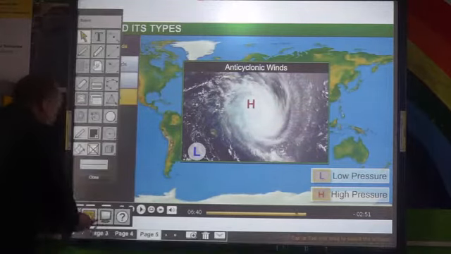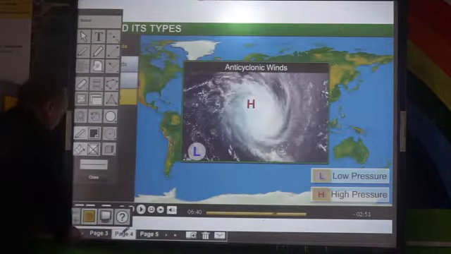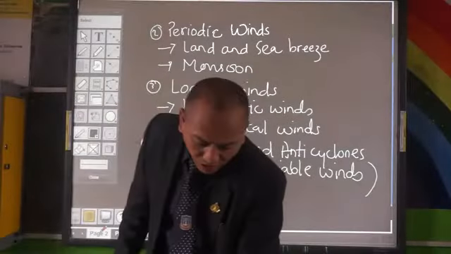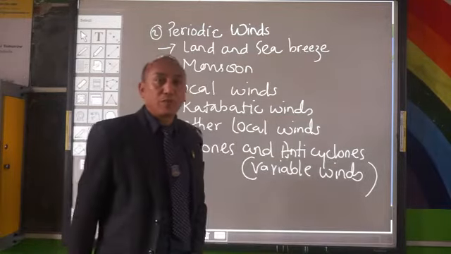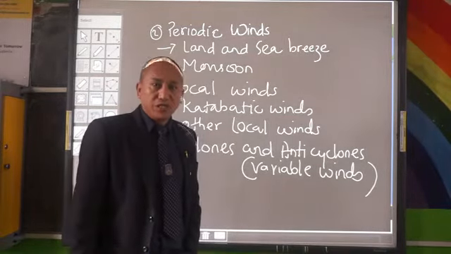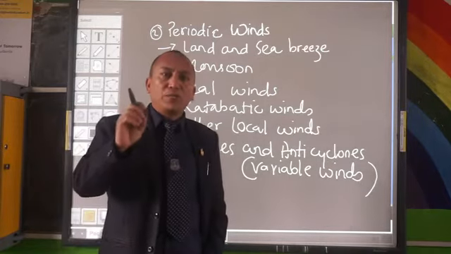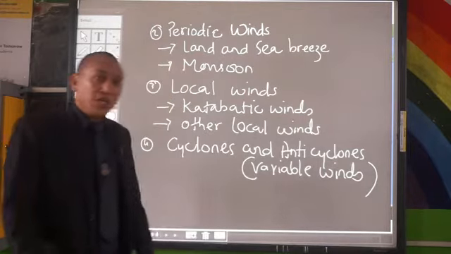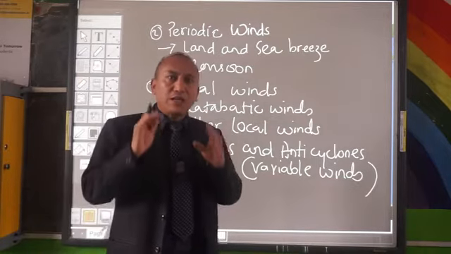Now let's go a little bit further and see what we have done. Okay, now let's go to the book and let's see what is humidity. Humidity is the amount of water vapor present in the air.